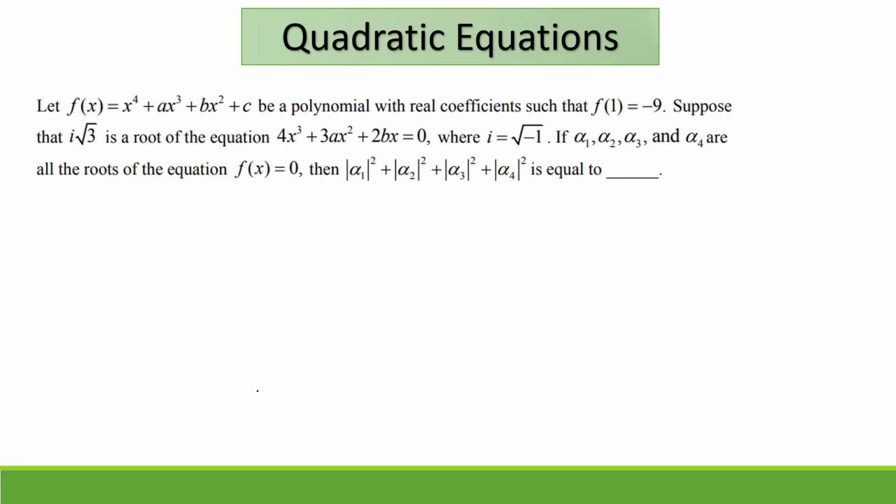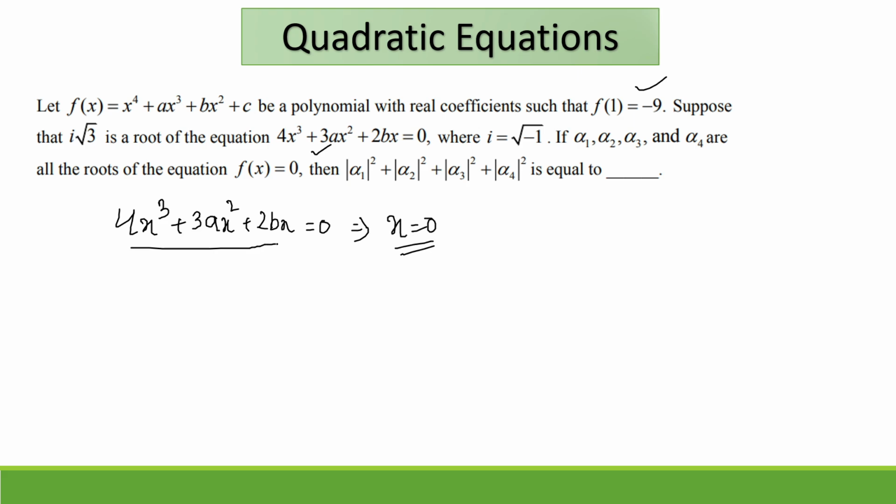Okay, let's move on. I think this is a problem from JEE Advanced as well, probably 2024 or something. We are given a polynomial with real coefficients, such that f of 1 is minus 9, and we suppose that i root 3 is a root of this equation. First, write down this equation: 4x cubed plus 3ax square plus 2bx equals 0. This is a cubic equation, true, but you can immediately see that x equals 0 is one of the roots because x can be taken out, and it becomes 4x square plus 3ax plus 2b equals 0.